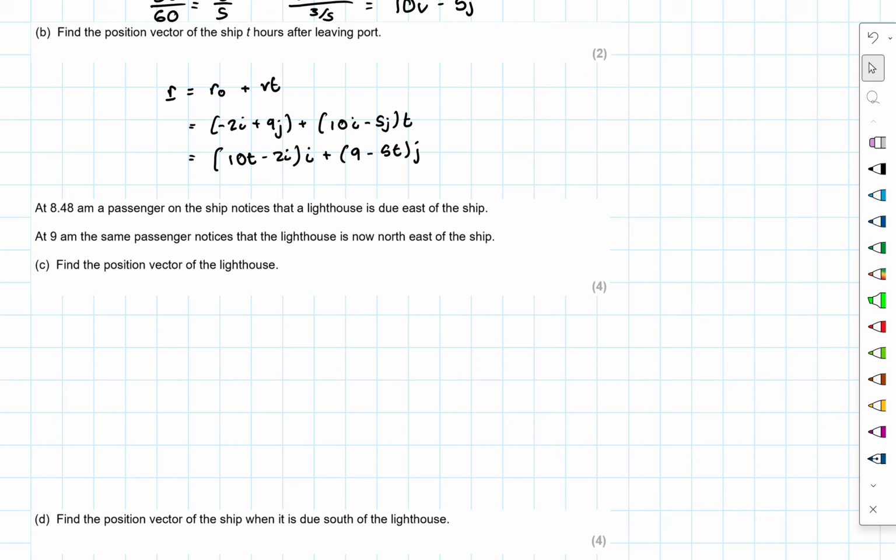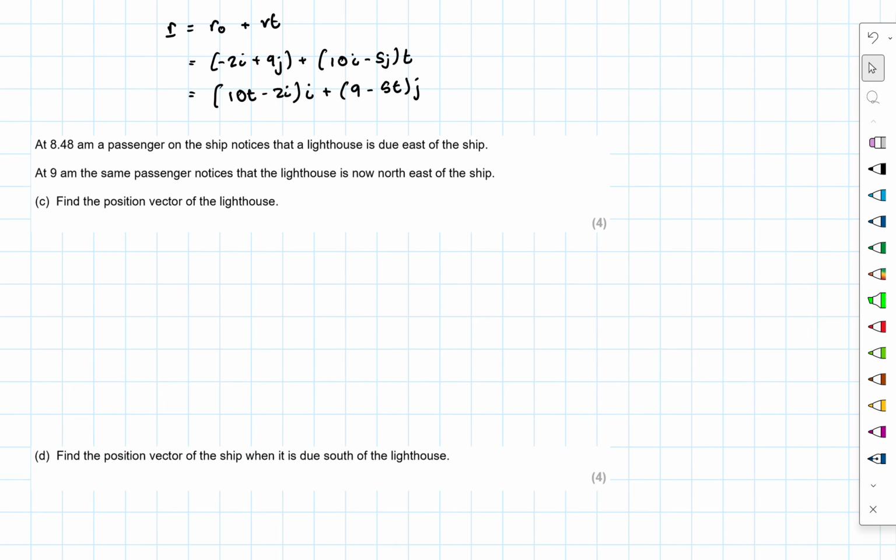So what does our effective diagram look like? Well, we have a passenger on the ship. So this is where the ship is first. We could call that A. And then we notice that the lighthouse is due east. So we could call that L for lighthouse. The lighthouse obviously doesn't move.